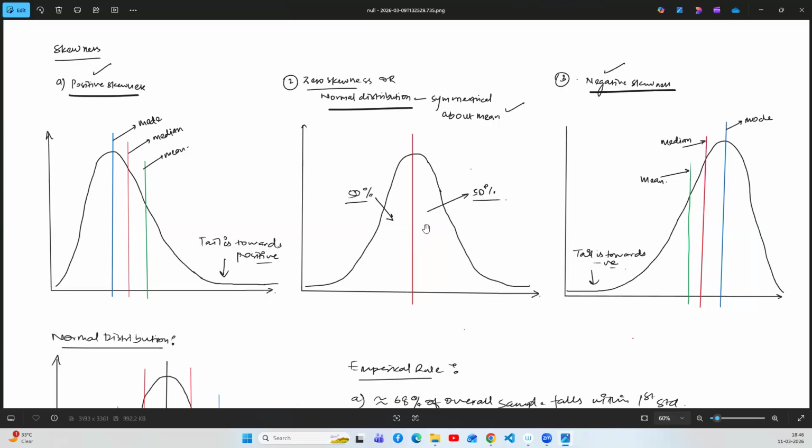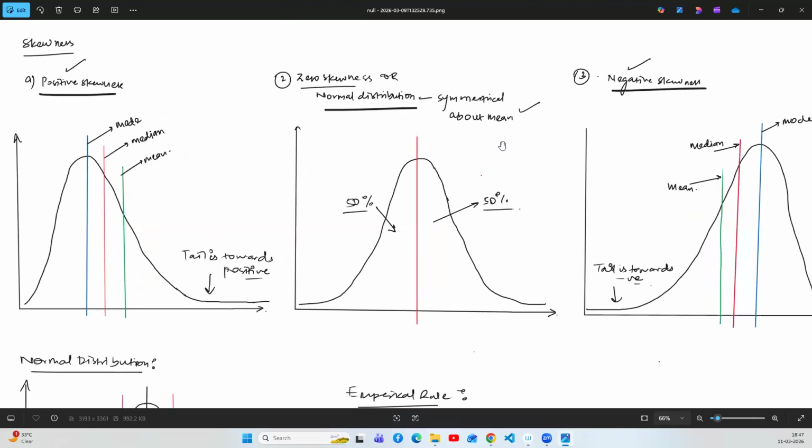A normally distributed data is a bell-shaped curve data. It will be symmetrical about the mean. And one more thing you need to remember is that your mean, median, and mode, all three will fall on the same line.